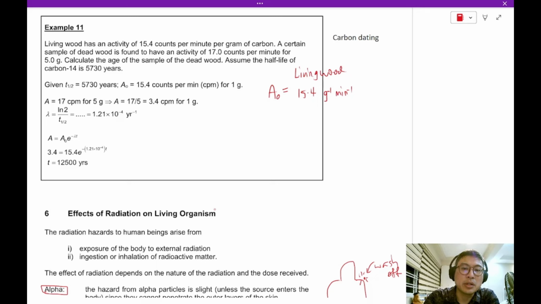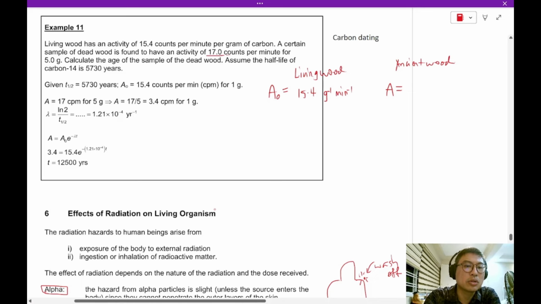Now, what about the wood that's been dead? This is the ancient wood. The ancient wood activity level, which is the current activity level of the ancient wood, we have to take a look at how to assess it. It's 17.0 per minute for 5 grams. So we need to reduce it to a single gram of wood, because 17 counts per minute refers to 5 grams of the wood. So this will be 17 divided by 5 per gram per minute, which equals 3.4 counts per gram per minute.